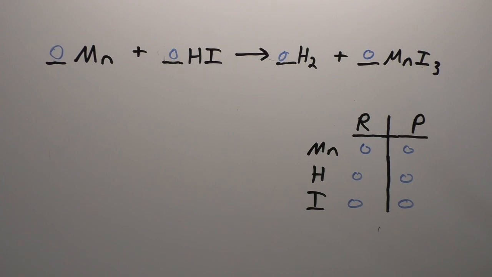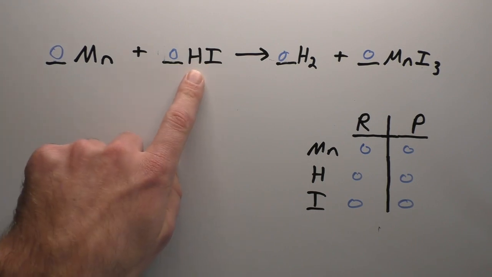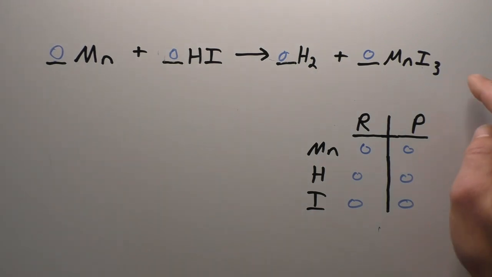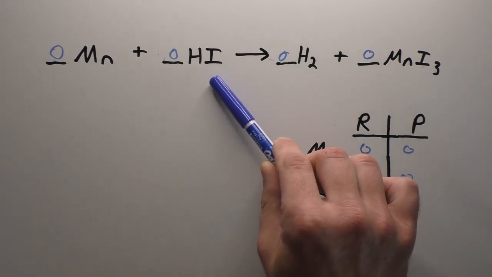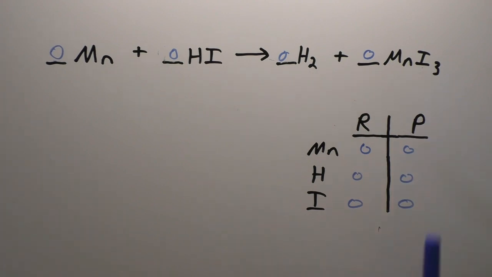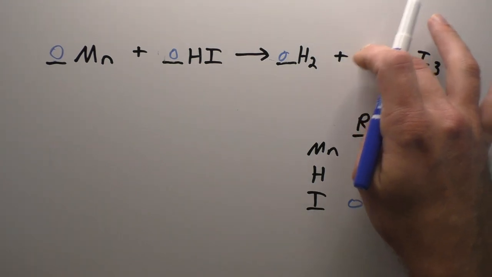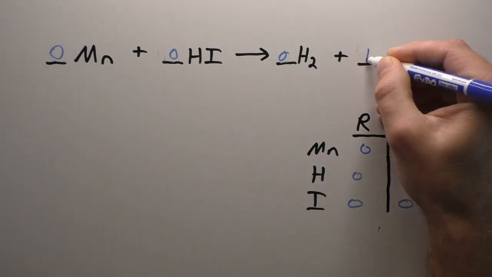So if I locate the two chemical species that contain iodine, we have hydrogen iodide on the left, and then we have manganese 3 iodide on the right. Of those two, I'm going to identify which one has the most iodine atoms in it. Hydrogen iodide only has 1, while manganese 3 iodide has 3. So I'm going to take that species that has the most number of iodines, and I'm going to give it a coefficient of 1.